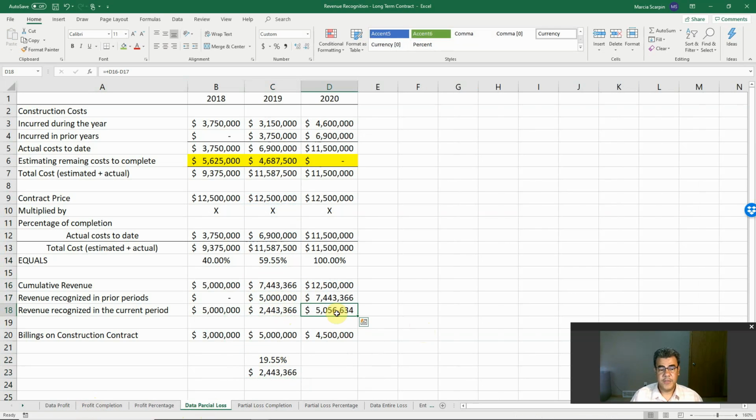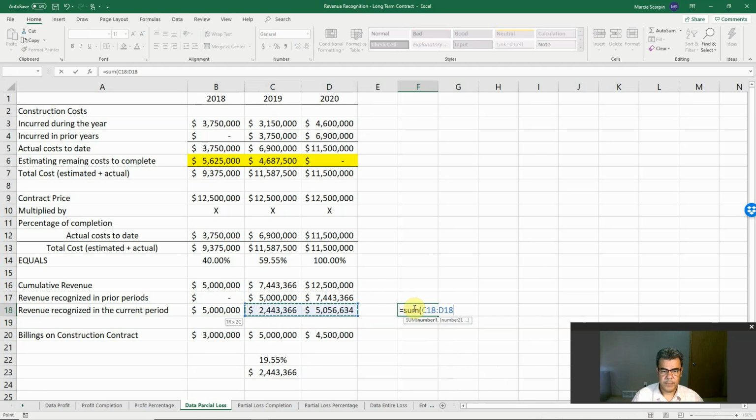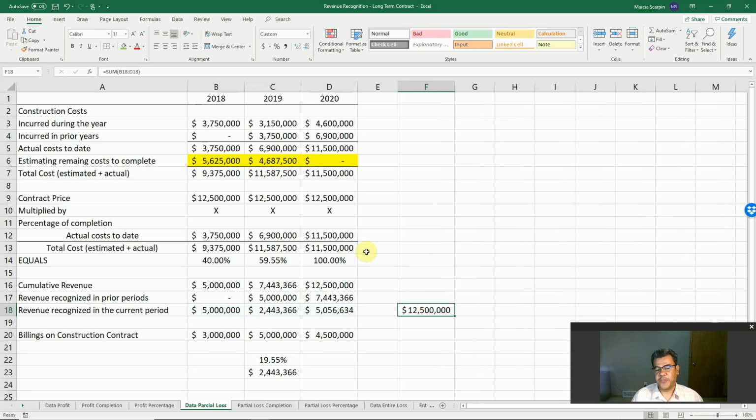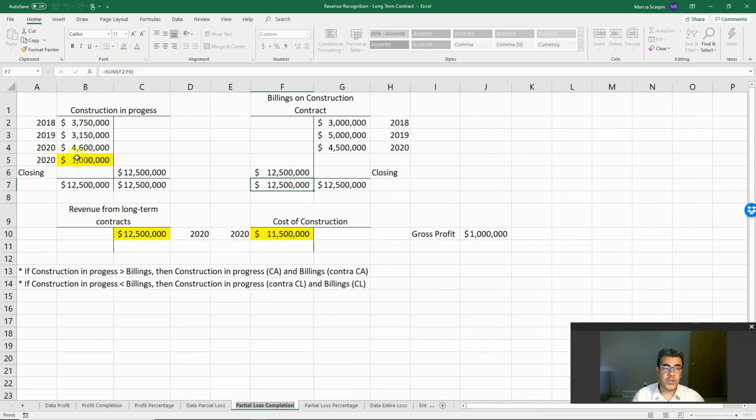We will have it. And then to double check if this number is right, we sum it. We have 12.5. That is our contract price. So, okay, these numbers are right. So we will do the same as the completion here.